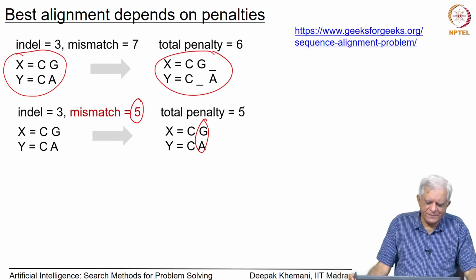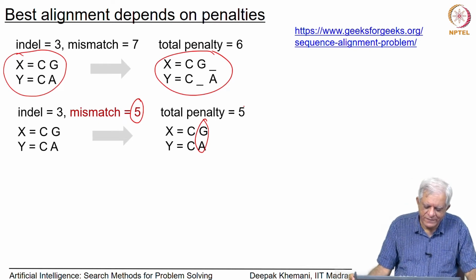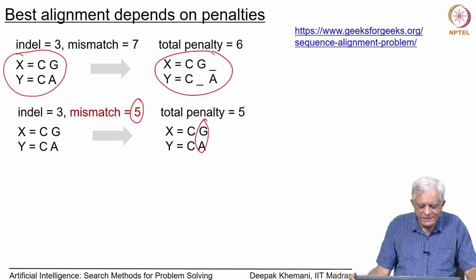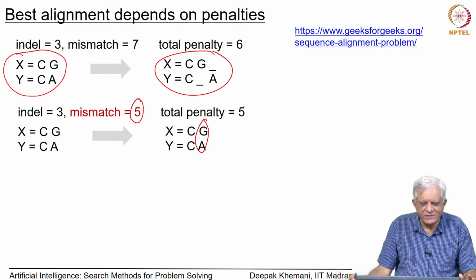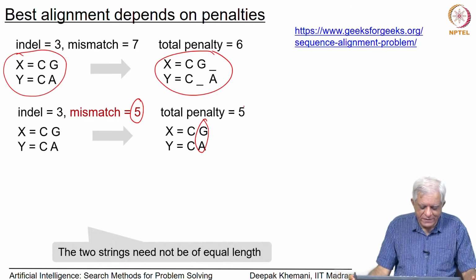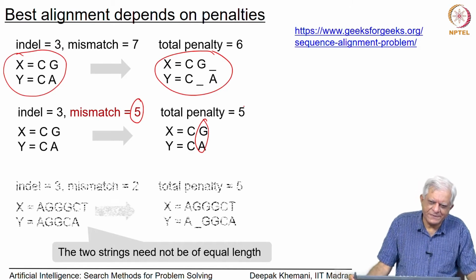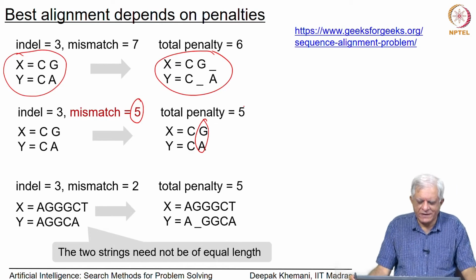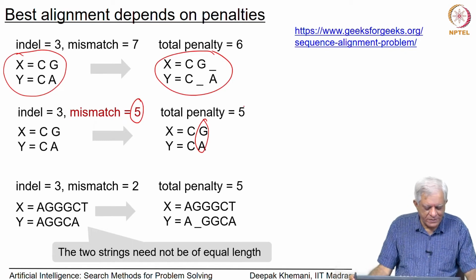So, one thing one should note is that the strings that you are aligning do not have to be of the same length essentially. You can also align strings which are of different lengths simply by inserting gaps to make one string equal in length to the other, and then the alignment would be complete.